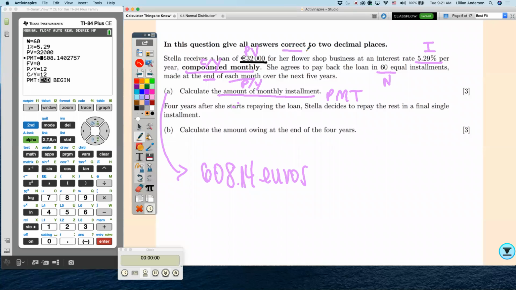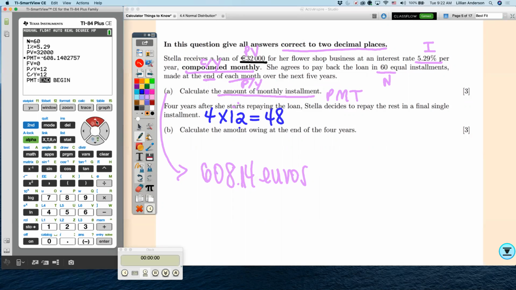Oh, right here. Yeah, so then that's why we keep it to that versus rounding up or down. Now, 4 years after she starts repaying, 4 years of 12 monthly payments is how much? 48. She decides to repay the rest in a final single installment. So how much does she owe at the end of 4 years?